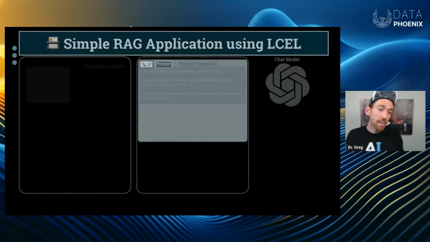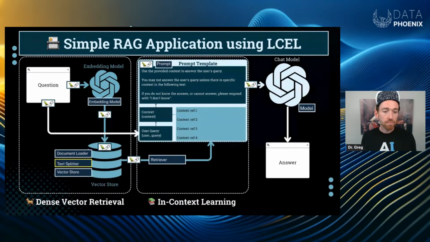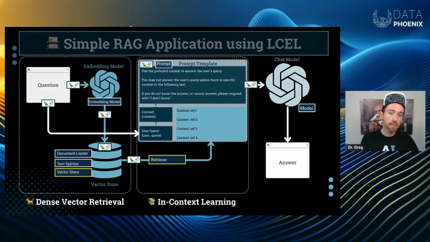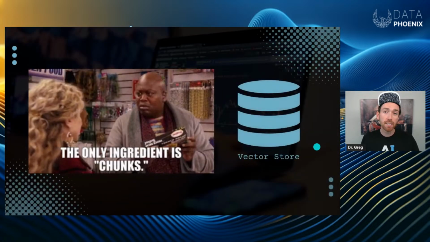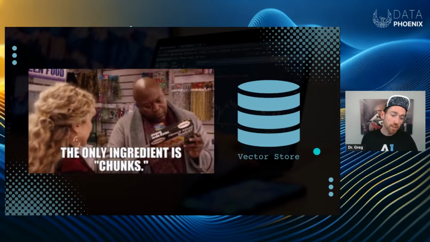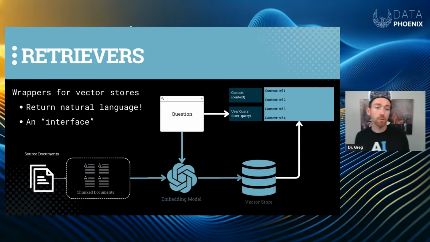This is the de facto industry standard. And when we think about the vector store and retriever, these are also core components that we want to focus in on, because a lot of these will have a big effect on our retrieved context. The vector store is real simple to build. We load the docs, we split the text, we do the embeddings, we store the vectors. Yes, it's just a database full of vectors. And in fact, the only ingredient is chunks in that database. So it's pretty straightforward. We've already talked about the retriever being the wrapper. It's essentially a more general interface than a vector store.